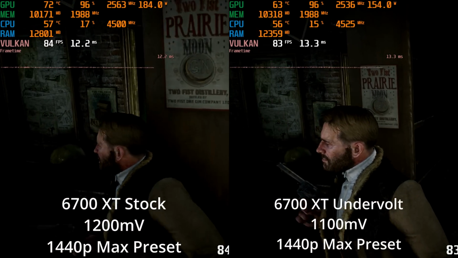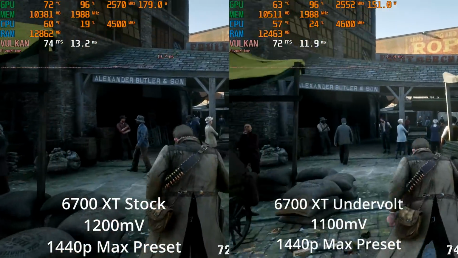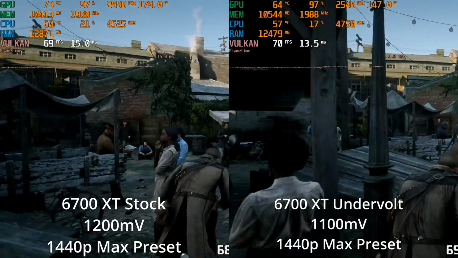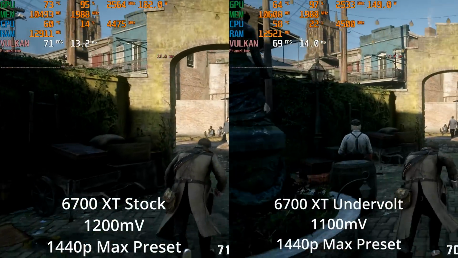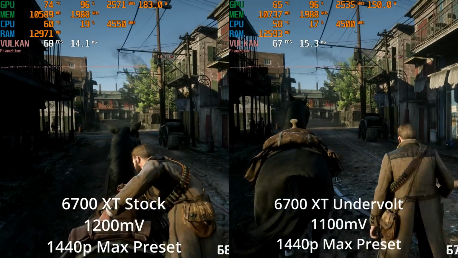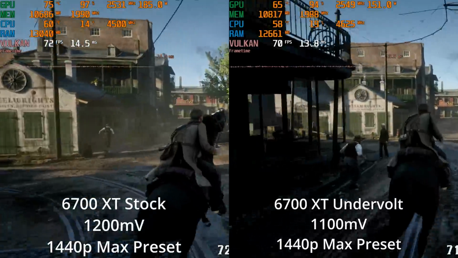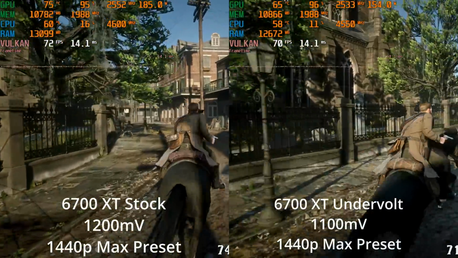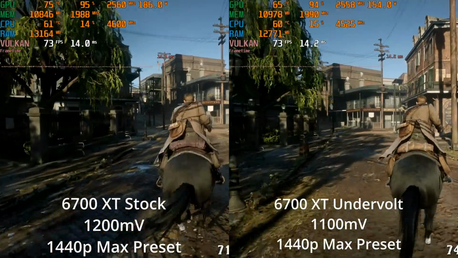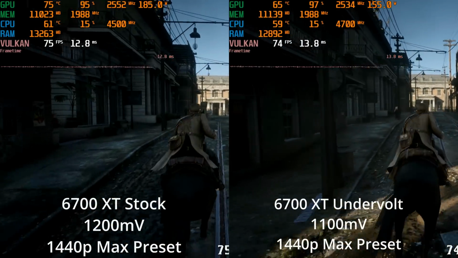Anyway, so what we're looking at here is first just with the undervolt. Now this is the 1100 millivolt setting, and other than that, everything is set exactly the same. The game is running the 1440p max preset and all of that. Now I think it's worthwhile to let this play out for a while to see if as the benchmark runs longer, the temps stay down on the undervolt.